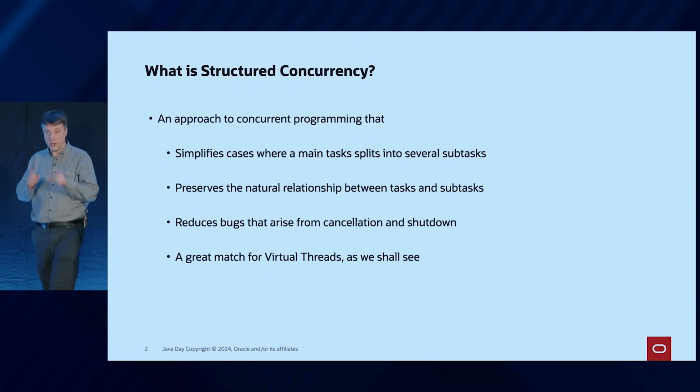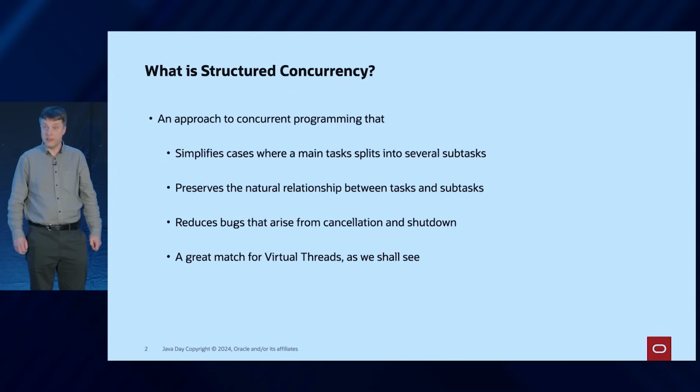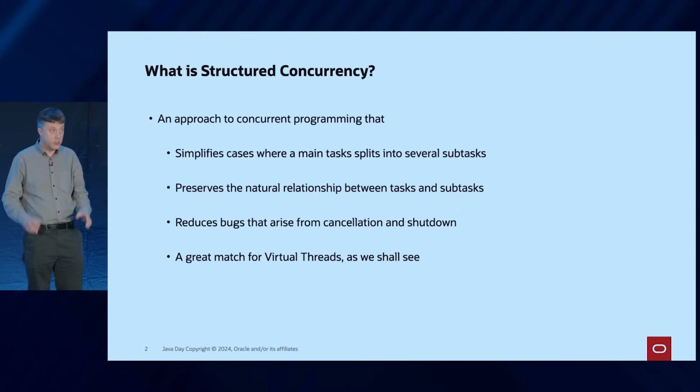Okay, so some text first, and then I'm going to jump into some motivating examples, just to explain what this subject is about. Basically, structured concurrency is about simplifying cases where you're running some task and it decomposes into other concurrent tasks, or subtasks as we call them. There's a natural relationship between the task and the subtasks, and we're going to try to preserve that, and that's what this topic is all about.